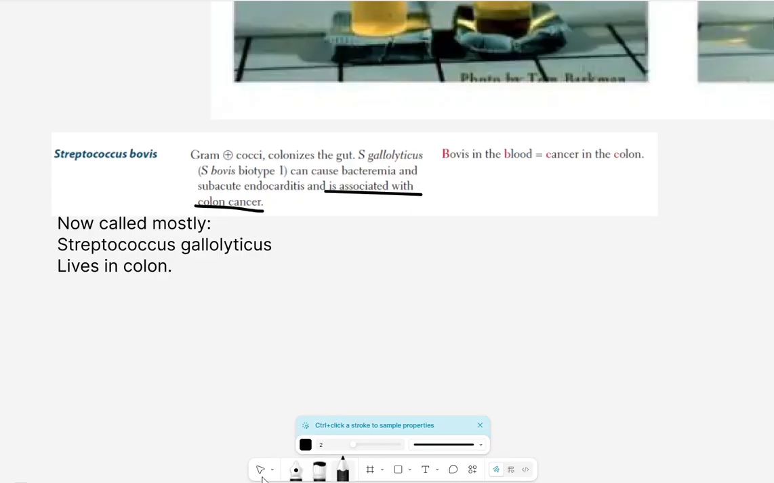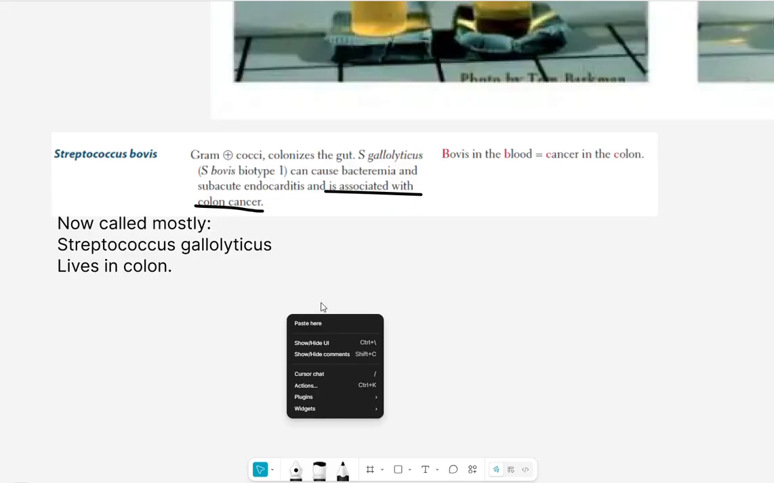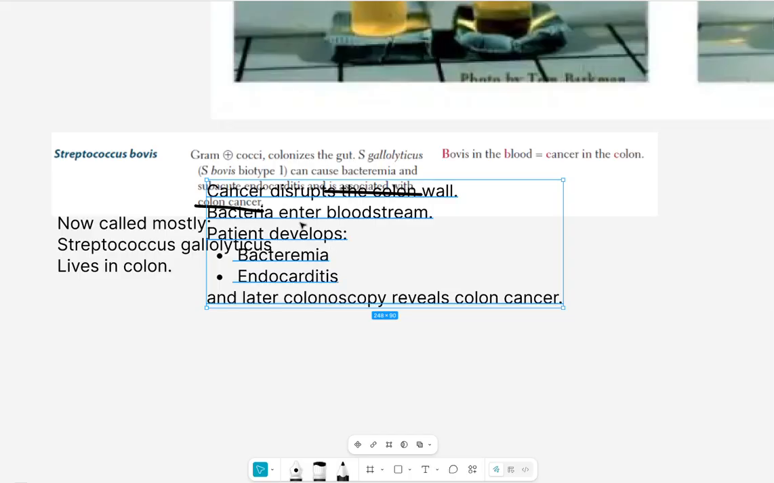Why colon cancer? Because colon cancer disrupts the colon wall. The bacteria then can enter the bloodstream. So the patient develops bacteremia and endocarditis, and later colonoscopy reveals colon cancer. So whenever you get someone with S. bovis, you must always screen them for colon cancer. Okay.